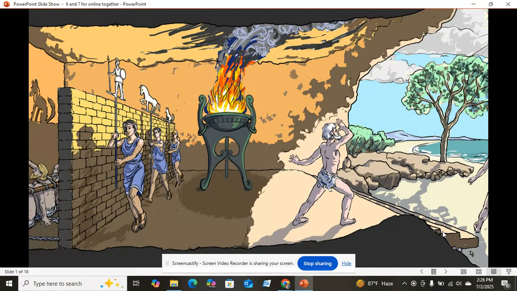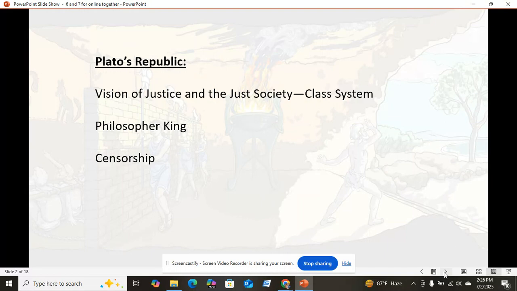So that is the allegory of the cave, and that allegory is talking about the philosopher who seeks truth and true wisdom. And for Plato, to some degree, that's Socrates himself.